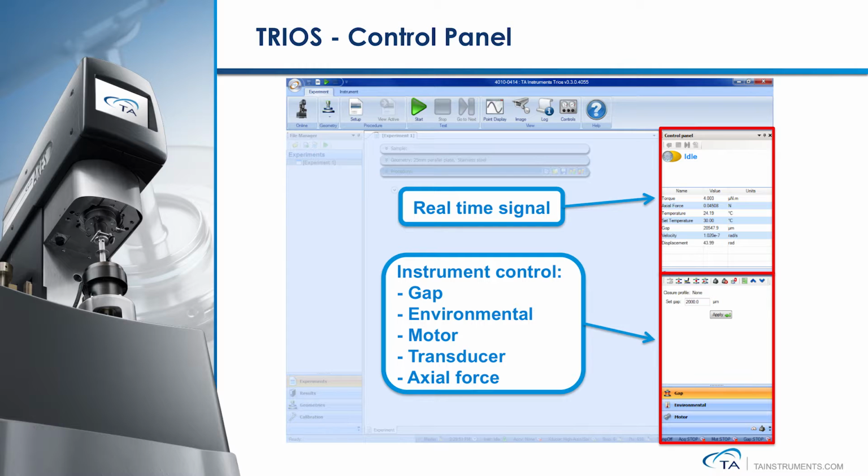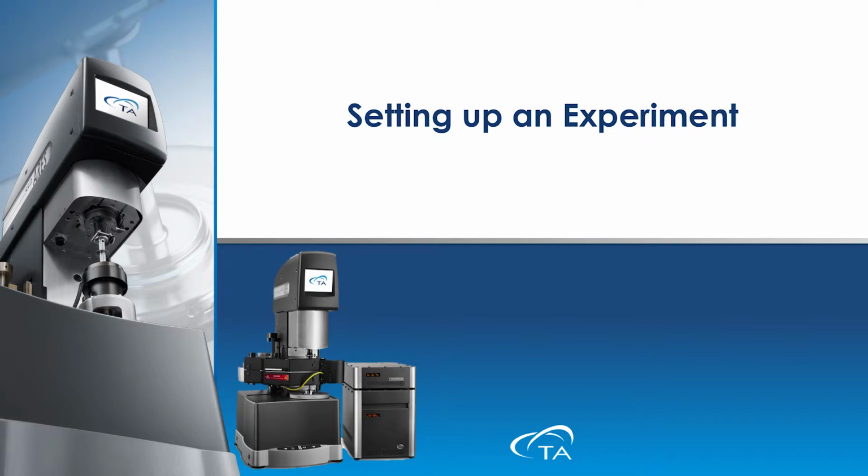Below are several bars used to command specific instrument operation outside of a test procedure. These operation commands include gap, environmental, motor, transducer, and axial force. Utilize the help menu to become familiar with these operations, as they are important for both instrument and sample loading procedures. In the next section, we'll be talking about how to set up for running an experiment.